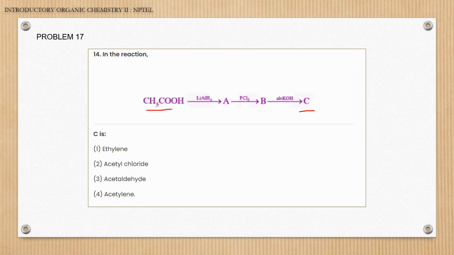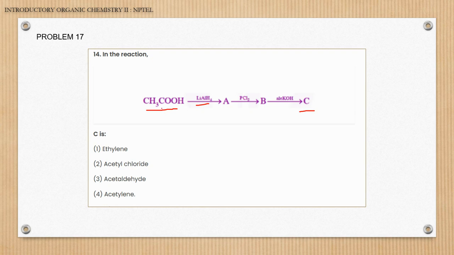So this is acetic acid. You are treating it with lithium aluminum hydride. What is lithium aluminum hydride, guys? I have told you. A reducing agent. Yes, very nice. Previously we have also discussed the mechanism of action of this lithium aluminum hydride. So it is a reducing agent.